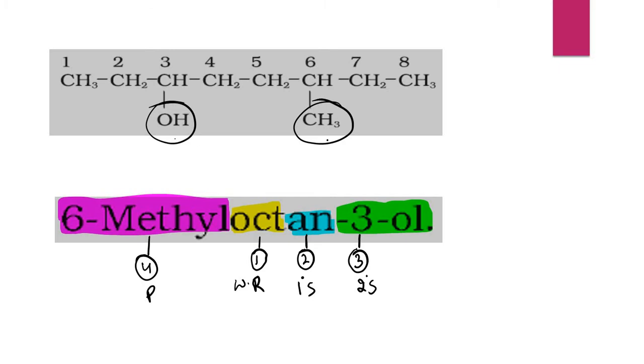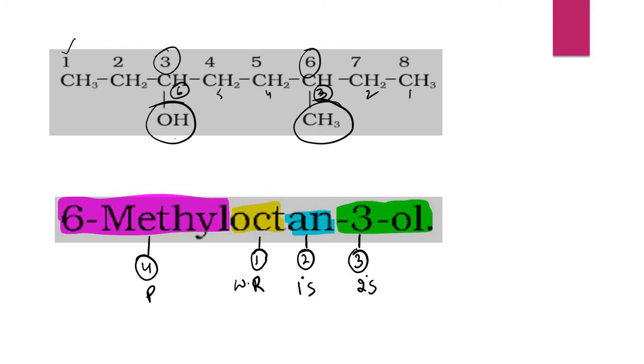Now we start numbering from the side which gives lowest number to the functional group. If we start numbering from here, we get 3 and 6. And if we start numbering from here, 1, 2, 3, 4, 5, 6. Now again we get 3 and 6. But we'll check out the priority order and we give more priority to OH group because it's a functional group. So we'll start numbering from this side.